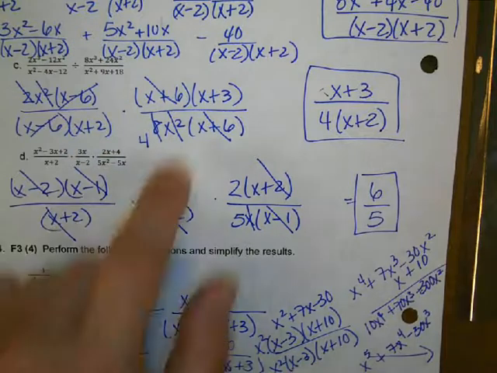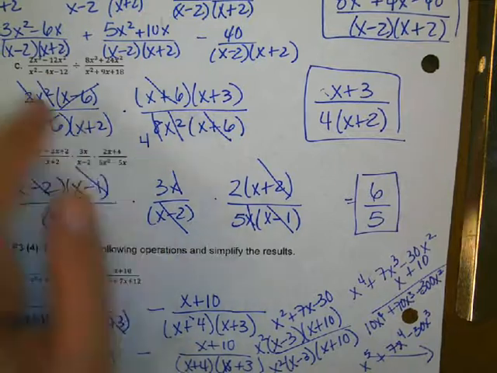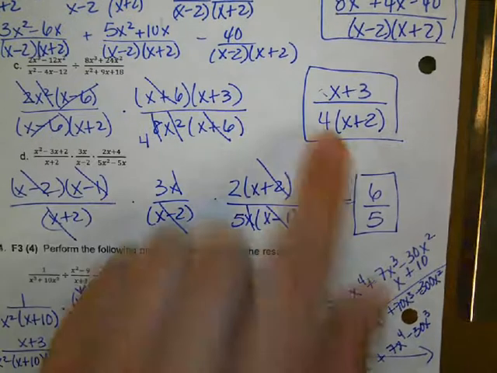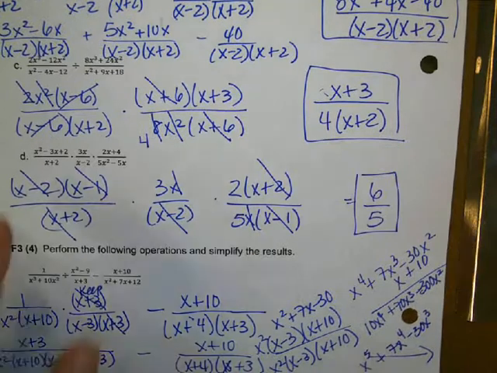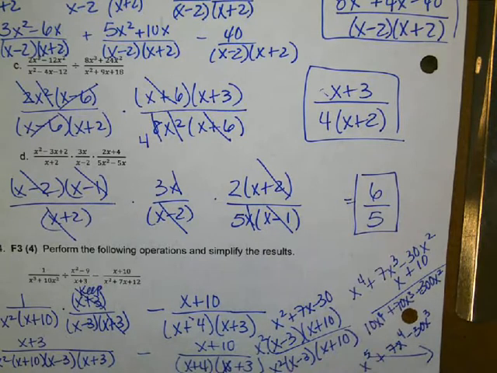You can see stuff crossed off because you have like terms. And you end up with just x plus 3 on the top and this 4 and this x plus 2 on the bottom. And then I did the same thing for D, except there everything pretty much cancels except for constants, 6/5.